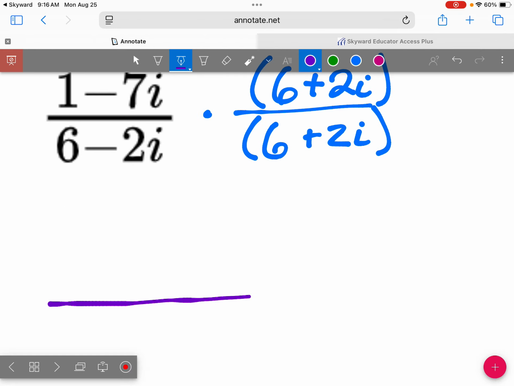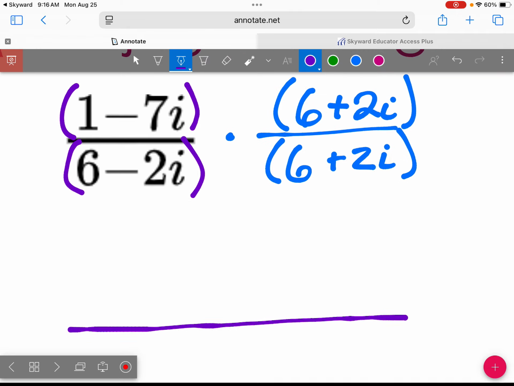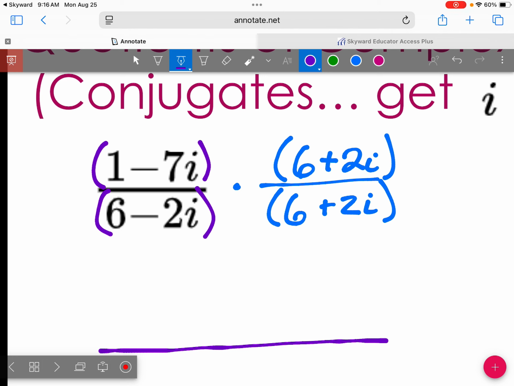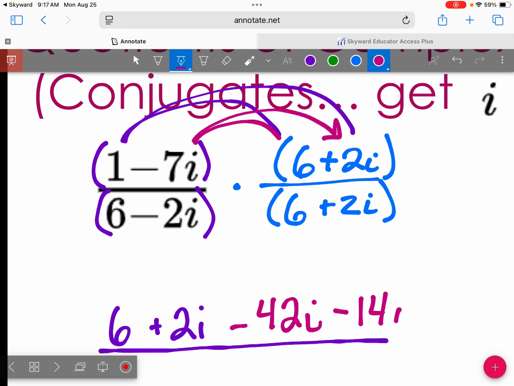I'm going to do a whole lot in one row. You can do this in as many rows as you need. Remember that we're multiplying these. Think of these as factors with parentheses on them. We're going to have our 1 times 6 giving us 6, and our 1 times 2i giving us a plus 2i. I'm trying not to shout it too loudly because I know some of you are working ahead, and if I'm chanting numbers at you, it makes things a lot harder. So we're going to have our negative 7 times 6 giving us our minus 42i, and our minus 7 times 2i gives us minus 14 i squared.